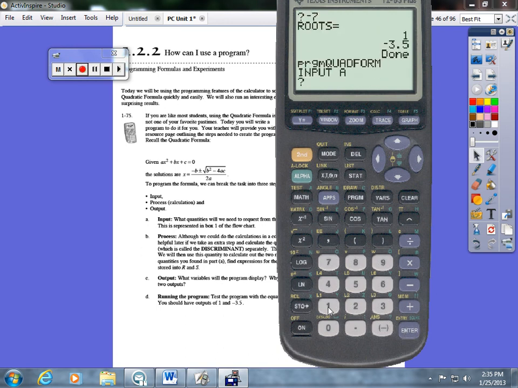Now let's try one that has non-real solutions. Okay, so input A, let's say 1. Input B, let's say 2. And input C, let's say 6. No real roots. Perfect. And we're done for the day.